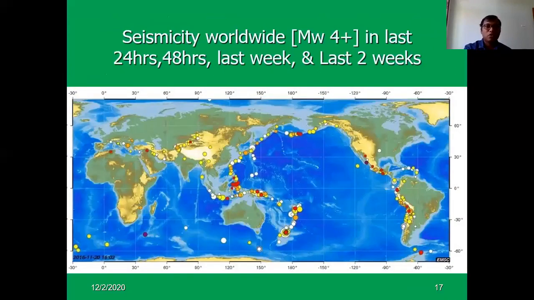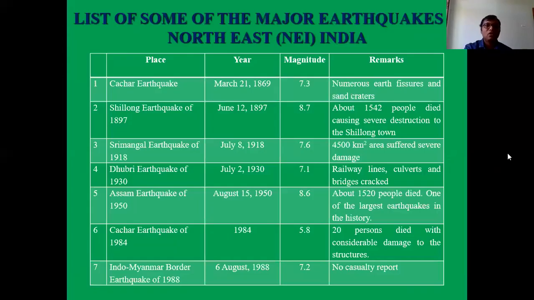Now if we see Northeast India, as we know, Northeast India is a highly seismically active region. In the world, it is in sixth position seismically. There were various great earthquakes even in this belt, and there was various destruction in these areas.